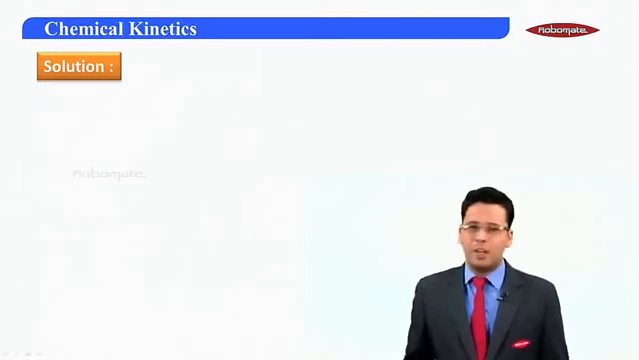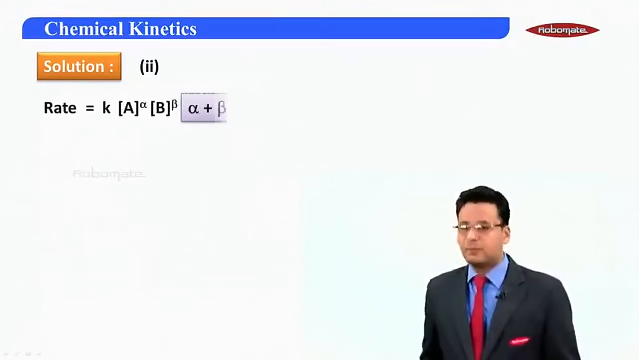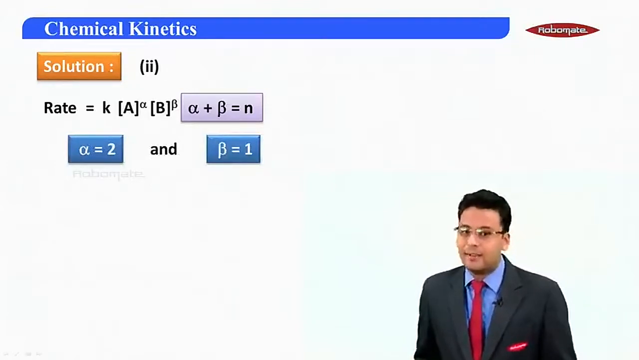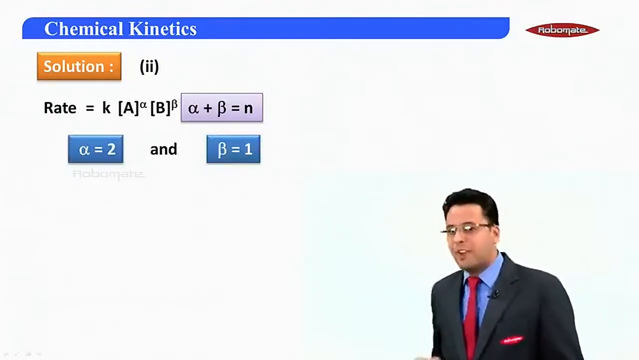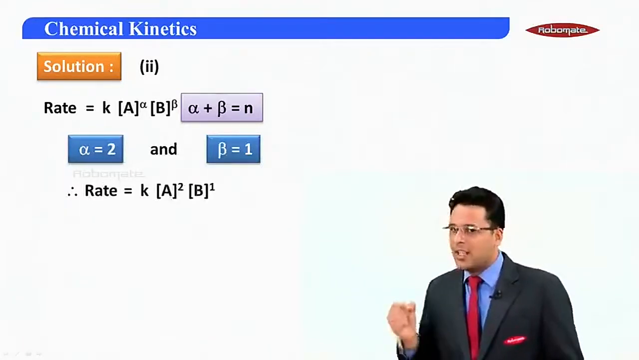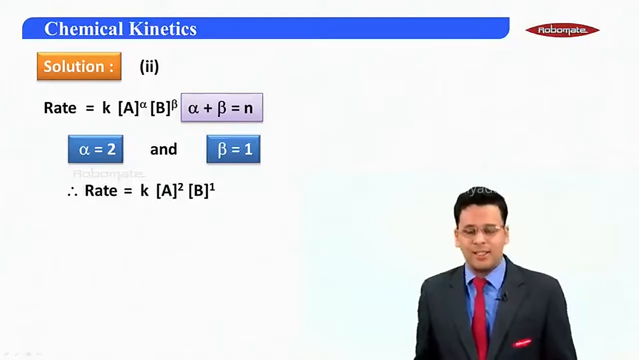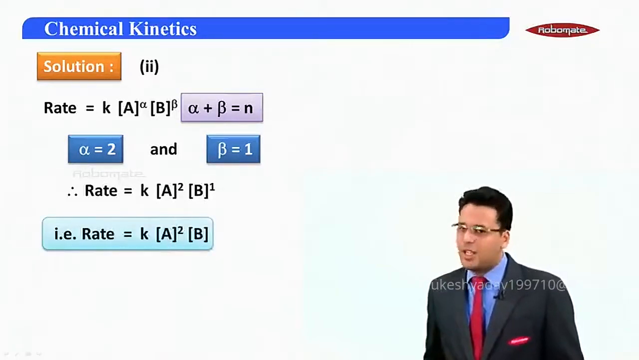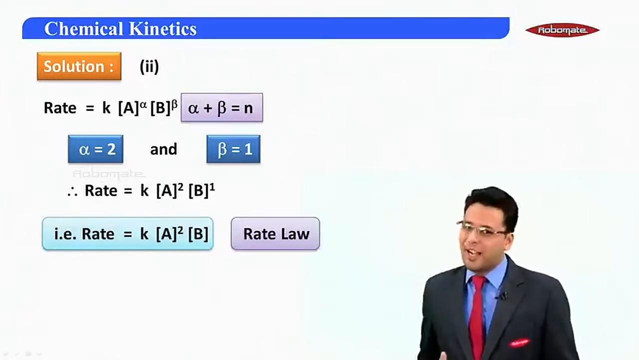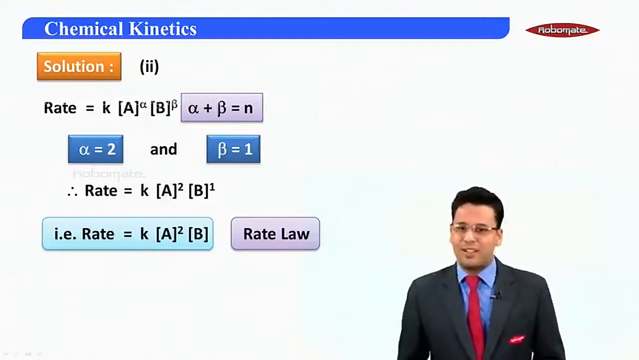This is the first part of the solution. Now, we know the rate law expression. We also know the values of alpha and beta. So here, if we substitute the values of alpha and beta, we will get rate is equal to K into concentration of A raised to 2 into B raised to 1. Now, this expression is nothing but the rate law expression. We have just substituted the values of order in this equation. That is how you solve these kinds of numericals.